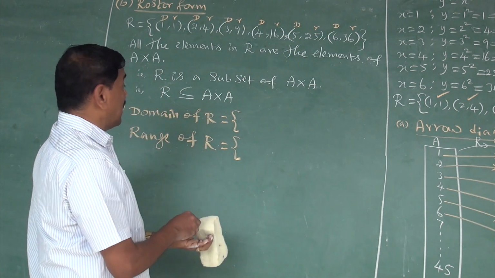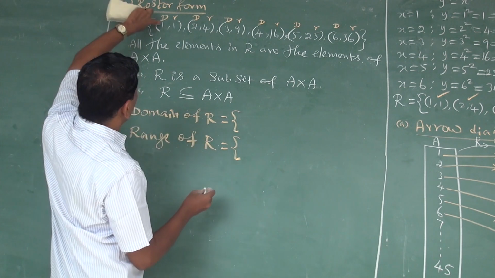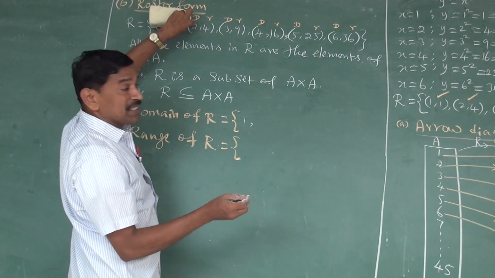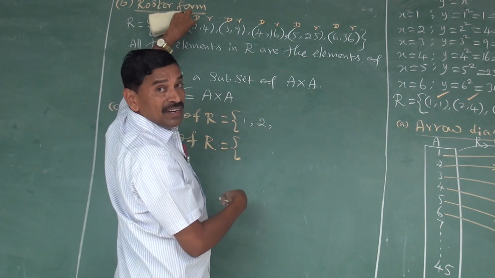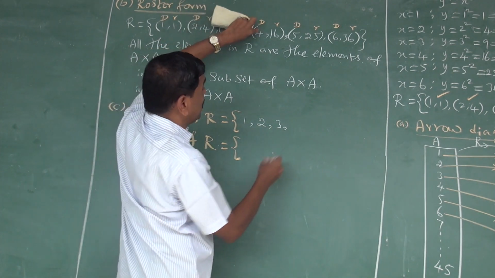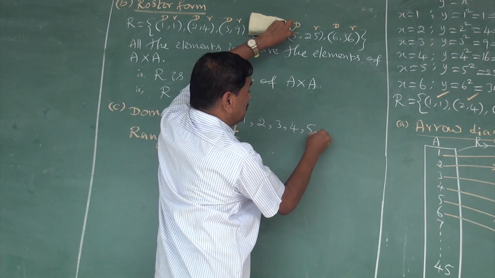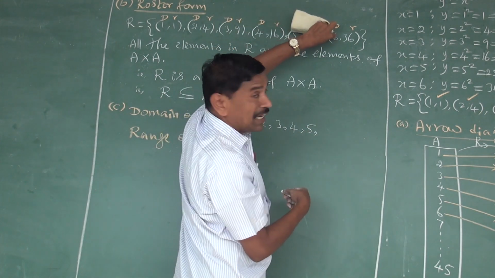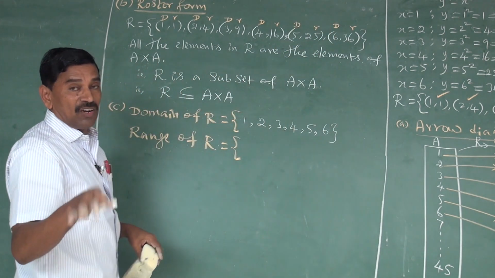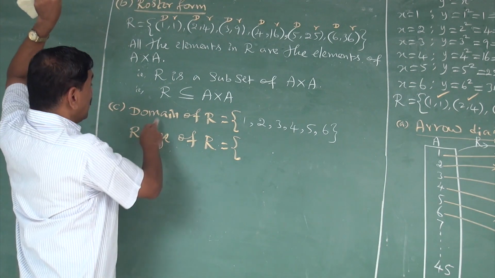Now can you tell me the elements? Domain of R: 1 comma, next 2 comma, next first element 3 comma, next first element 4 comma, next first element 5 comma, next the first element 6. Good, you completed the domain of the relation R.